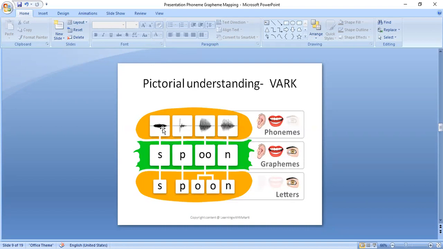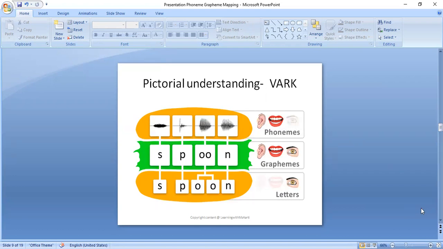But here I can see there is only audio and by mouth presentation given. So it means it is phoneme, which I cannot see actually. Now, the next representation is only visual. So I can see the letters visually, and I can write the letters also. So here in this pictorial understanding, my VAKR model is being covered: visual, auditory, reading, and kinesthetic.